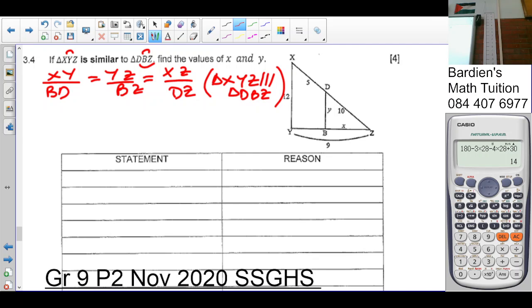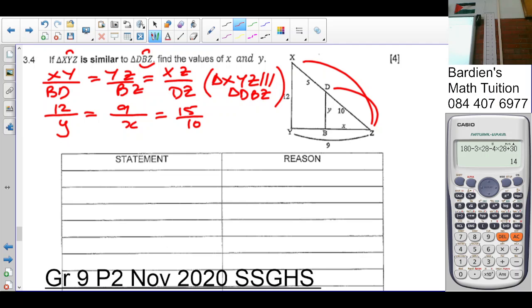Okay. So what's the length of XY? 12. It's coming from the diagram, over BD. Y is equal to YZ, 9, over BZ. X equals XZ, 15, over BZ 10. DZ. Right, you guys got it?